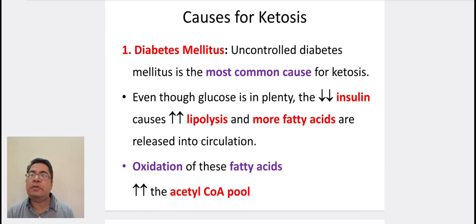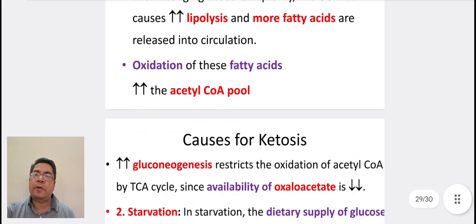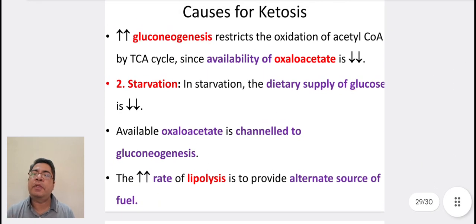Coming to causes for ketosis. The first important cause is diabetes mellitus. Uncontrolled diabetes mellitus is the most common cause for ketosis. Even though glucose is in plenty, the decreased insulin causes increased lipolysis and more fatty acids are released into the circulation. Oxidation of these fatty acids increases the acetyl-CoA pool. Increased gluconeogenesis restricts the oxidation of acetyl-CoA by TCA cycle since availability of oxaloacetate is decreased.